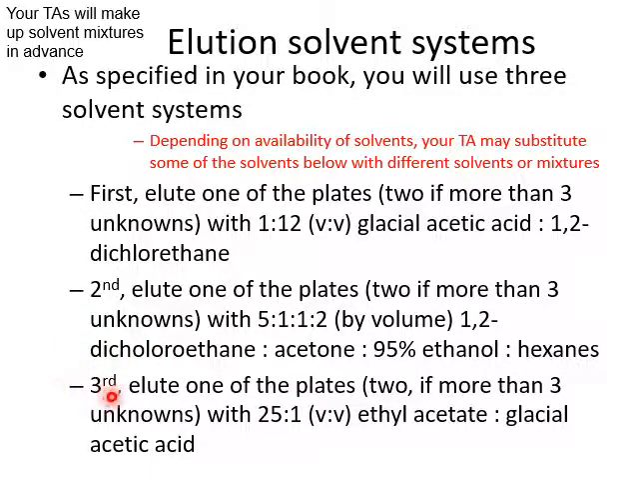And then the third solvent, you use 25 parts of ethyl acetate and you use 1 part of acetic acid. So ethyl acetate is medium polar, and acetic acid is very polar. So this solution will probably be towards the more polar side. So you'll see how your compounds run with these kinds of solvents.